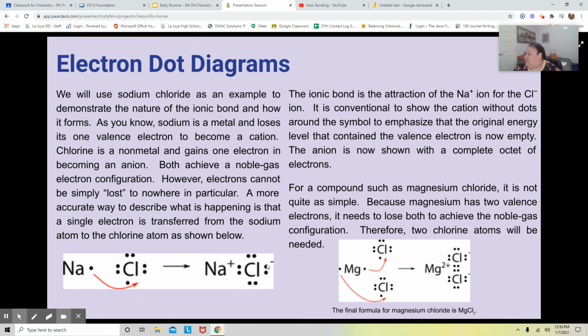Any questions? Is anybody confused by the electron dot diagram of an ionic compound? I don't see anything in the chat, but I want to give you a minute to think about it. Okay, I don't see anything. All right.